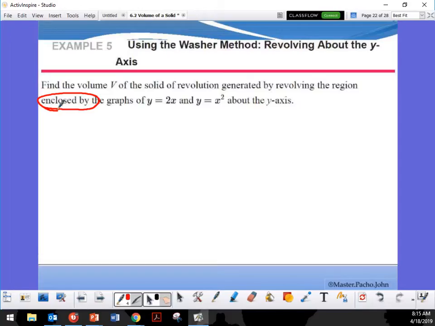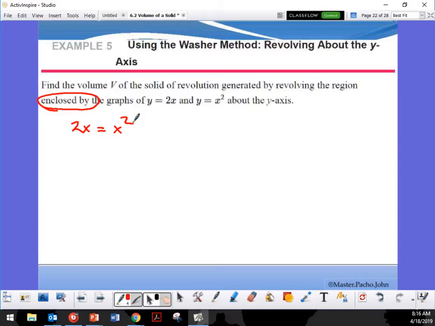So that means that these two graphs touch somewhere, and that's what we're looking for. So I need to set them equal first to figure out my bounds. So 2x equals x squared. And whatever you do, do not divide everything by x to get rid of one of your values, because you're going to get rid of one of your factors. You don't want to get rid of them. You want to find what they all are.